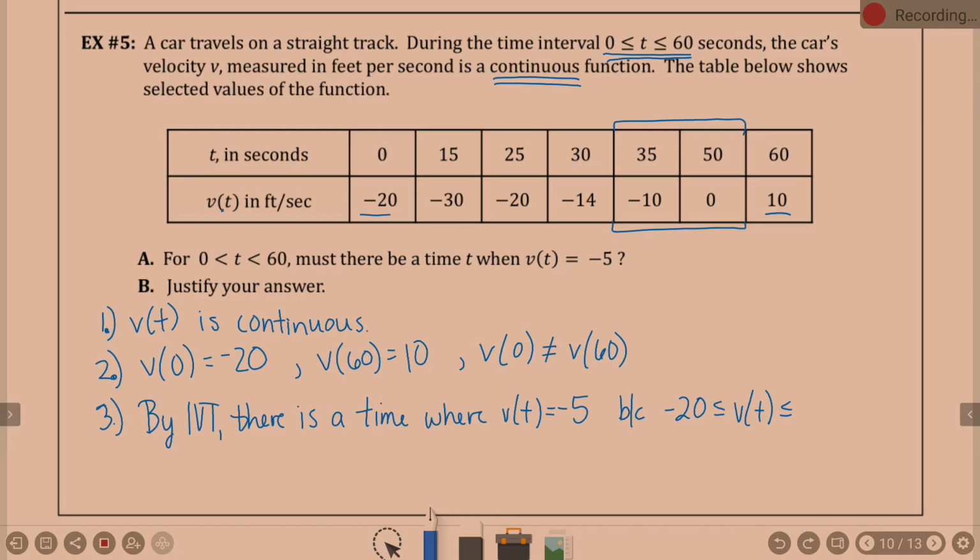Which really I should, instead of saying V of t here, well, no. V of t. Yeah. Unless there be a time t and v of t. Okay. So there's a time where V of t equals -5 because V of t is between -20 and 10. And then we could say on the interval 0 to 60.